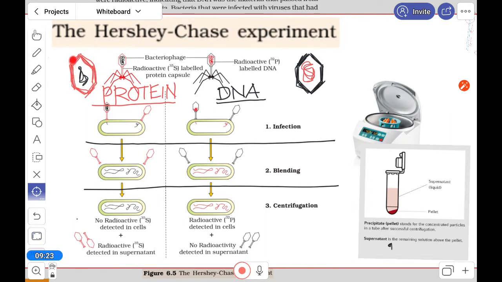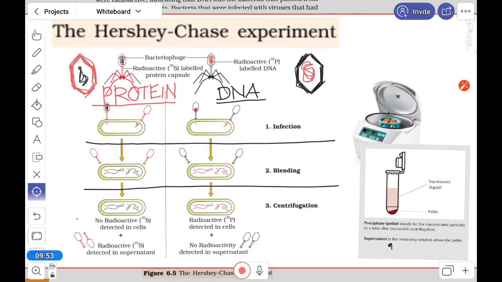In a virus, the outer layer is a protein capsid, a protein coat, and inside is the genetic material. So we can separate this experiment into two parts: where the protein is labeled, and where the DNA is labeled. DNA is labeled with radioactive phosphorus 32P, and protein is labeled with radioactive sulfur 35S.